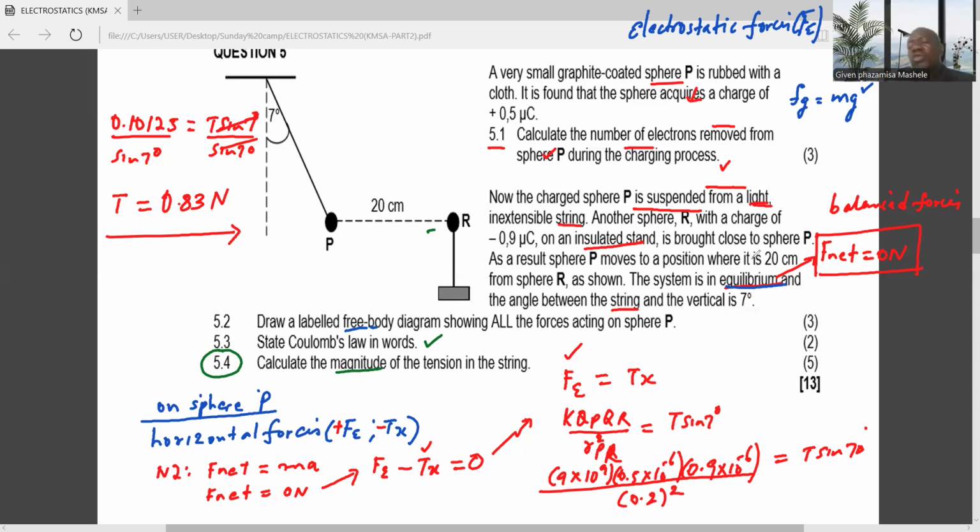So you see that we have used Newton's laws of motion, particularly Newton's second law of motion, and an electrostatic force is the same. It's a force like other forces in Newton's laws of motion. So you need to make sure that you understand this.